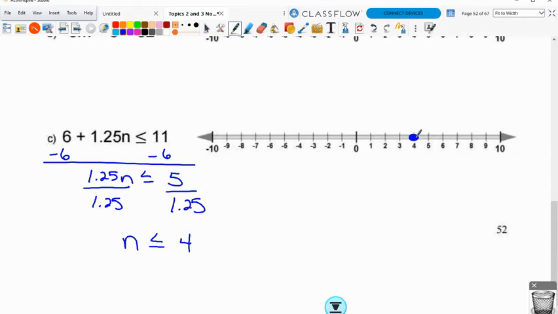And now for the values that are less than that, we're shading the number line to the left. And don't forget to bold the arrow on the left side as well. So any of these numbers that we've shaded would be a solution to our original inequality.